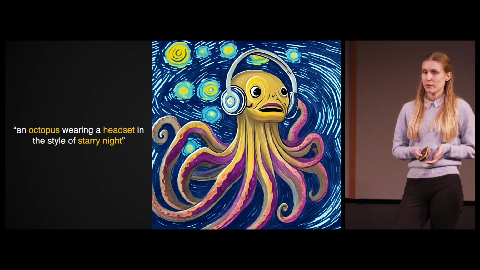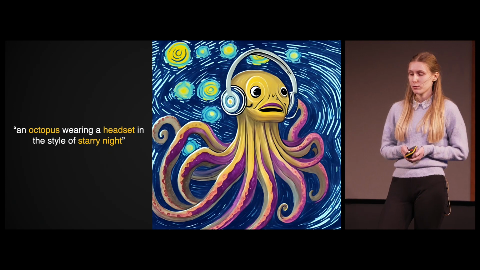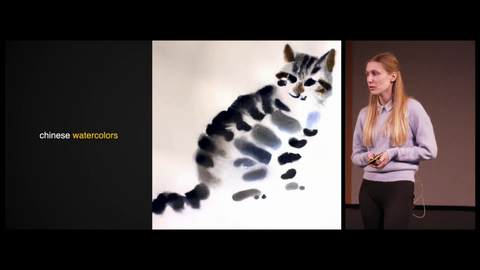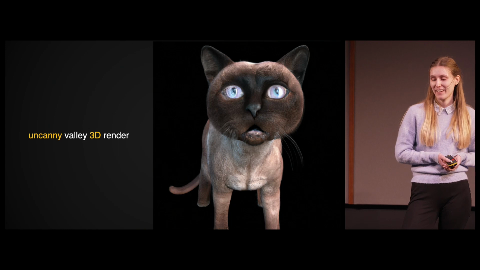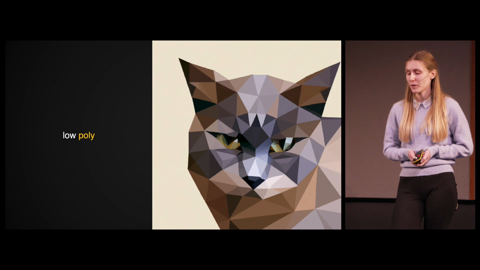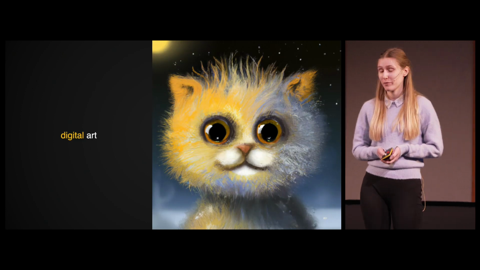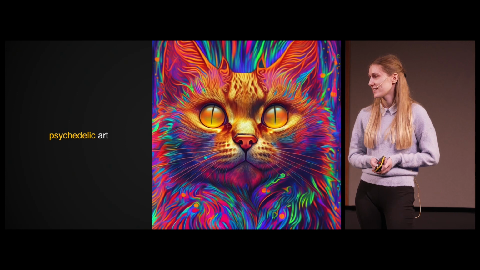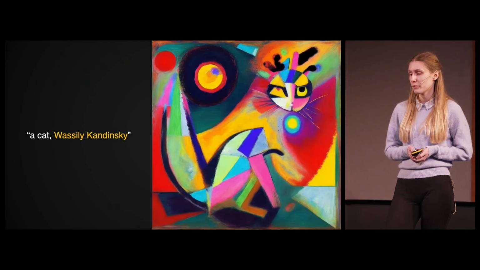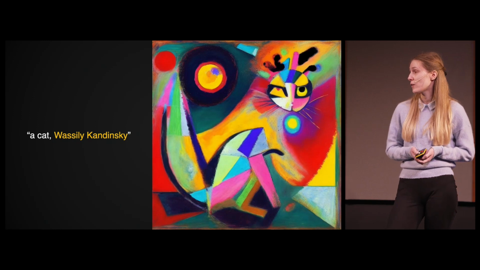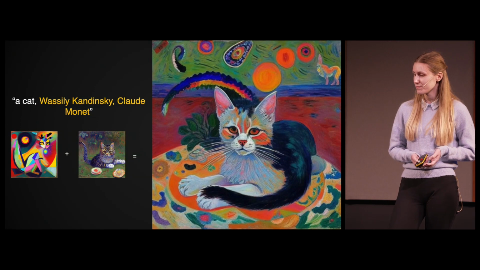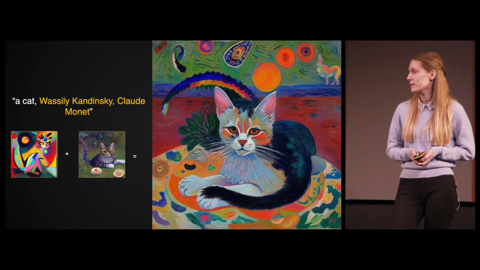And you also have a lot of different styles you can try. For example, you can have photorealistic images, or you can have Chinese watercolors, or you can have uncanny valley. You can have one-line drawings, or low poly, or digital art, or if you want, you can even have psychedelic art. And there's also this nice thing you can do where you can input one of your favorite artists, such as Kandinsky or Monet, and then you can combine them and you can get some cool results. So that's some of my favorite things with this.